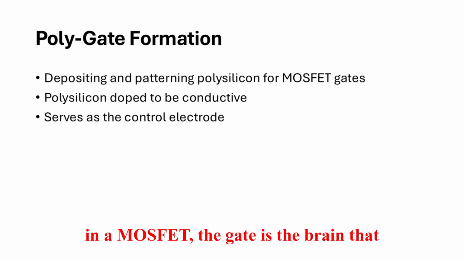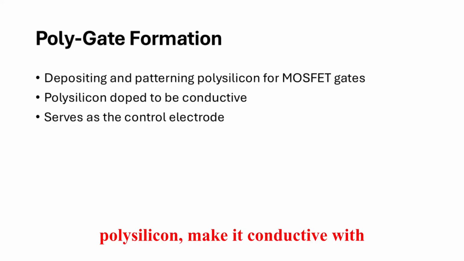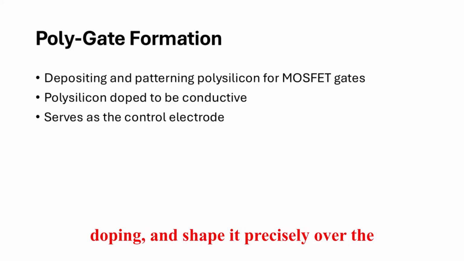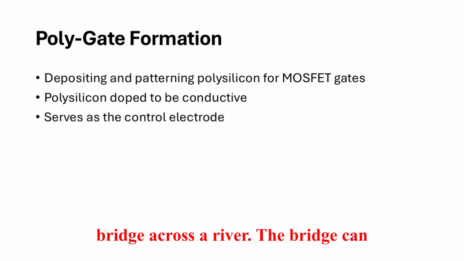Analogously, in a MOSFET, the gate is the brain that controls electron flow. We deposit polysilicon, make it conductive with doping, and shape it precisely over the gate oxide. Think of it like putting a bridge across a river.